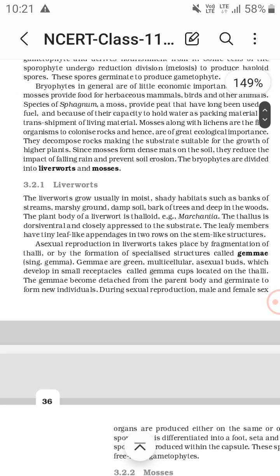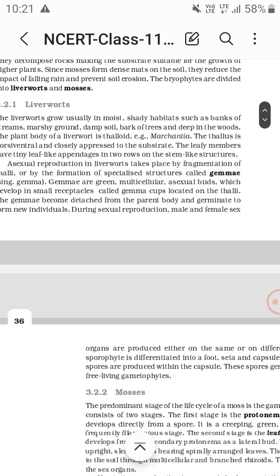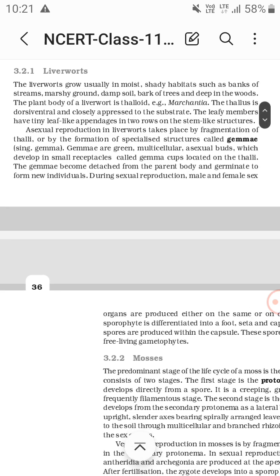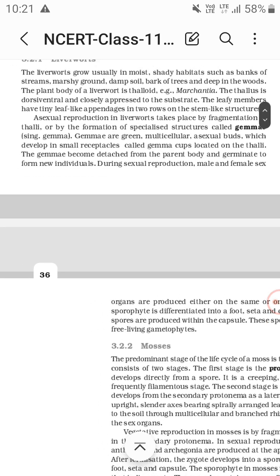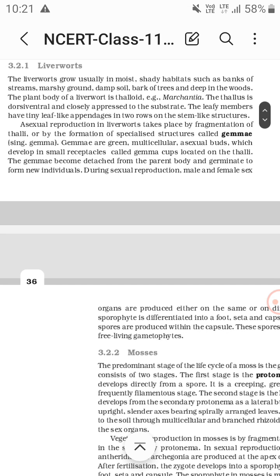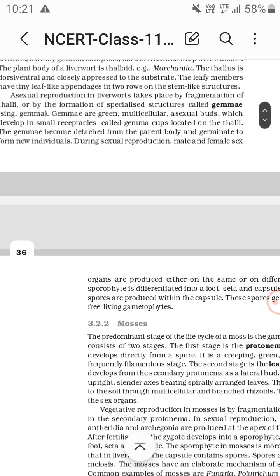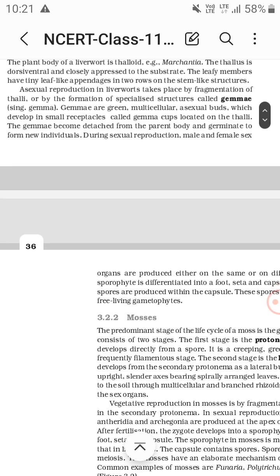Now the bryophytes are divided into liverworts and mosses. So in liverworts, we study the gemma. What are these gemma? Asexual reproduction in liverworts takes place by fragmentation of thalli or by the formation of specialized structures called gemmae, singular gemma. Gemmae are green multicellular asexual buds which develop in small receptacles called gemma cups located on the thalli.